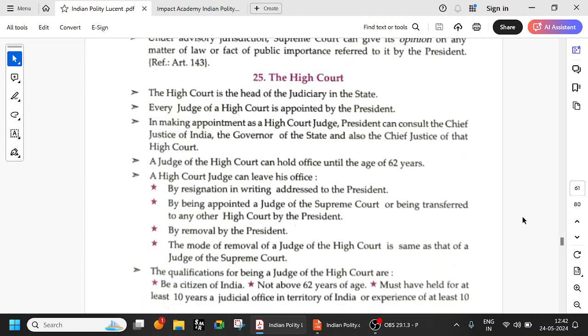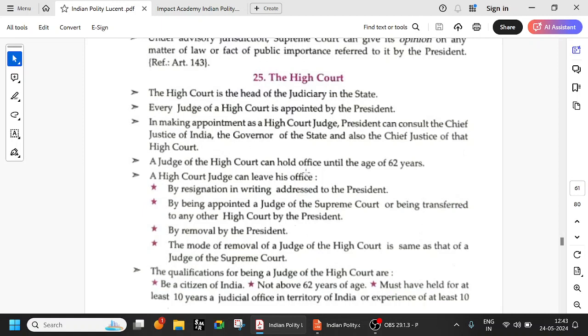So the High Court is the head of the judiciary in the state. Every judge of a High Court is appointed by the President. Remember this very clearly. He is not appointed by the Chief Justice of India or Chief Justice of the High Court. He is appointed by the President. And if he wants to resign, he has to give the resignation to the President only. In making appointment as High Court judge, the President consults the Chief Justice of India, the Governor of the state, and also the Chief Justice of that particular High Court.